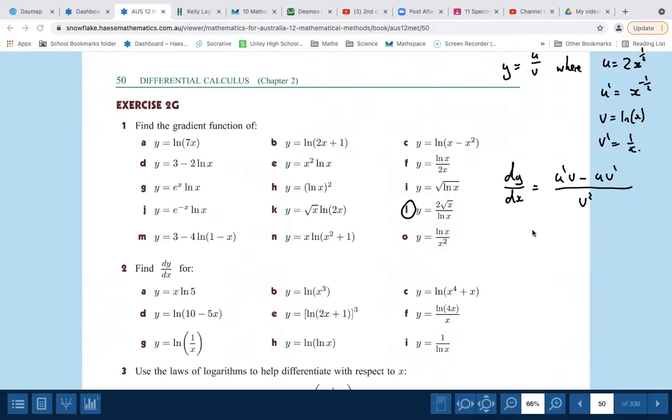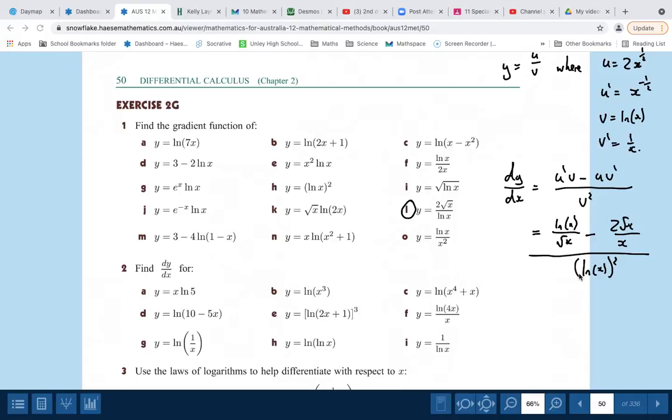V squared, so that would be u prime v, x to the minus a half, so we get log x on square root x, right? So x to the minus half is 1 on square root x. Then we have a minus. We need to combine a 2x to the half and a 1 on x. That's a 2 root x and a 1 on x. And then that whole thing has to be divided by log x all squared.